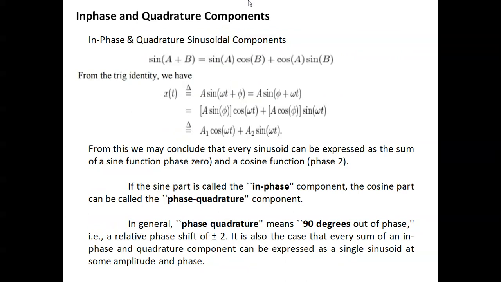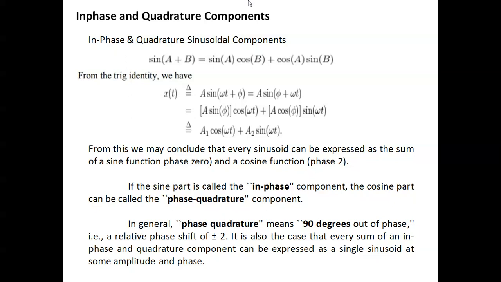The in-phase and quadrature sinusoidal components: sine of A plus B equals sine A cos B plus cos A sine B. You know that the in-phase and quadrature sinusoidal components are represented by this equation. From the trigonometric identity, we can change the equation to follow x of t, finally a1 cos omega t plus a2 sin omega t. This is the equation we consider.